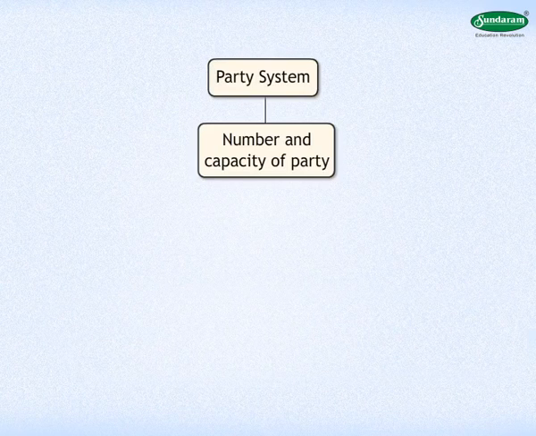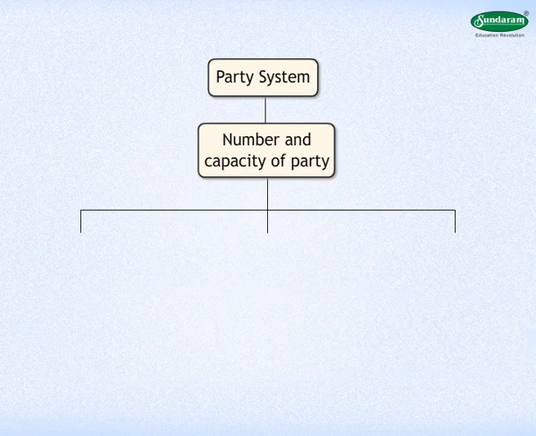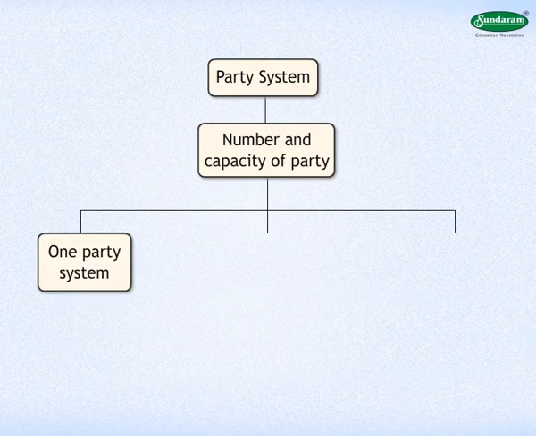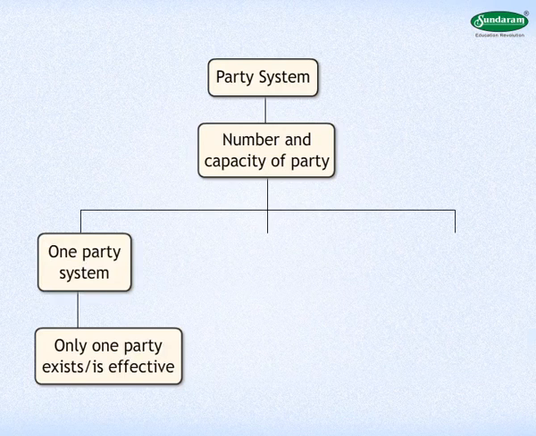Political parties operate in a system called the party system. The party system is classified according to the number and capacity of parties. In a one-party system, single party is in existence or only one party is effective. There may be other parties in one-party system, but they are not powerful enough to be the ruling party.